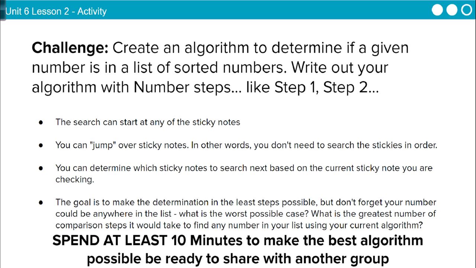So the search can start at any of the sticky notes. You can start first on the left. You can start first on the right. You can start in the middle. It says sticky notes, but those are just the numbers. You can jump over numbers. You don't have to search them in order.